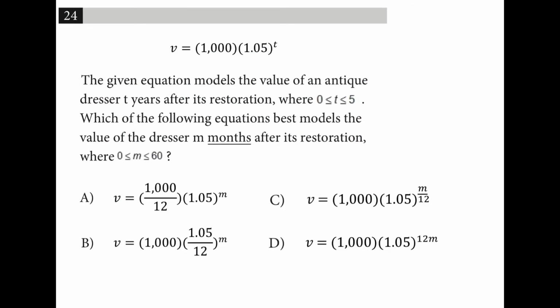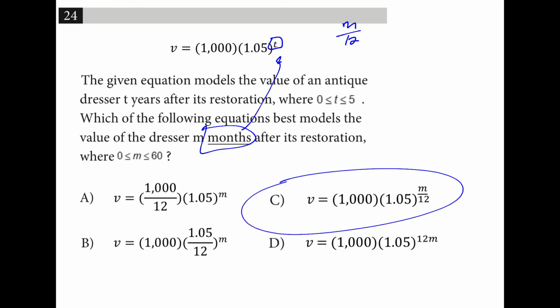So in the original equation, t represents years. If we want to change that to months, we're going to change that to m divided by 12. That way every time we hit 12, we are increasing at the same rate we would if the variable was just t. So this one has m over 12 as the exponent, though it's kind of hard to see, and that's the best choice.